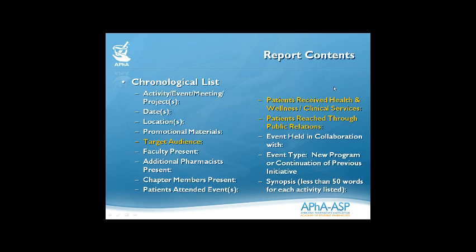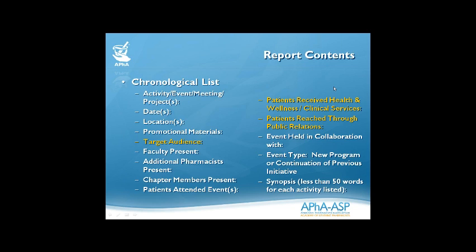So we are talking about the chronological list, and this is a template that your chapter can utilize in tracking your events throughout the year. You do want to make sure you use the chronological list to your advantage, and there's just a couple of pieces that I want to make sure to highlight so that you can take full advantage of them, and a couple of the points that we've gotten questions about.